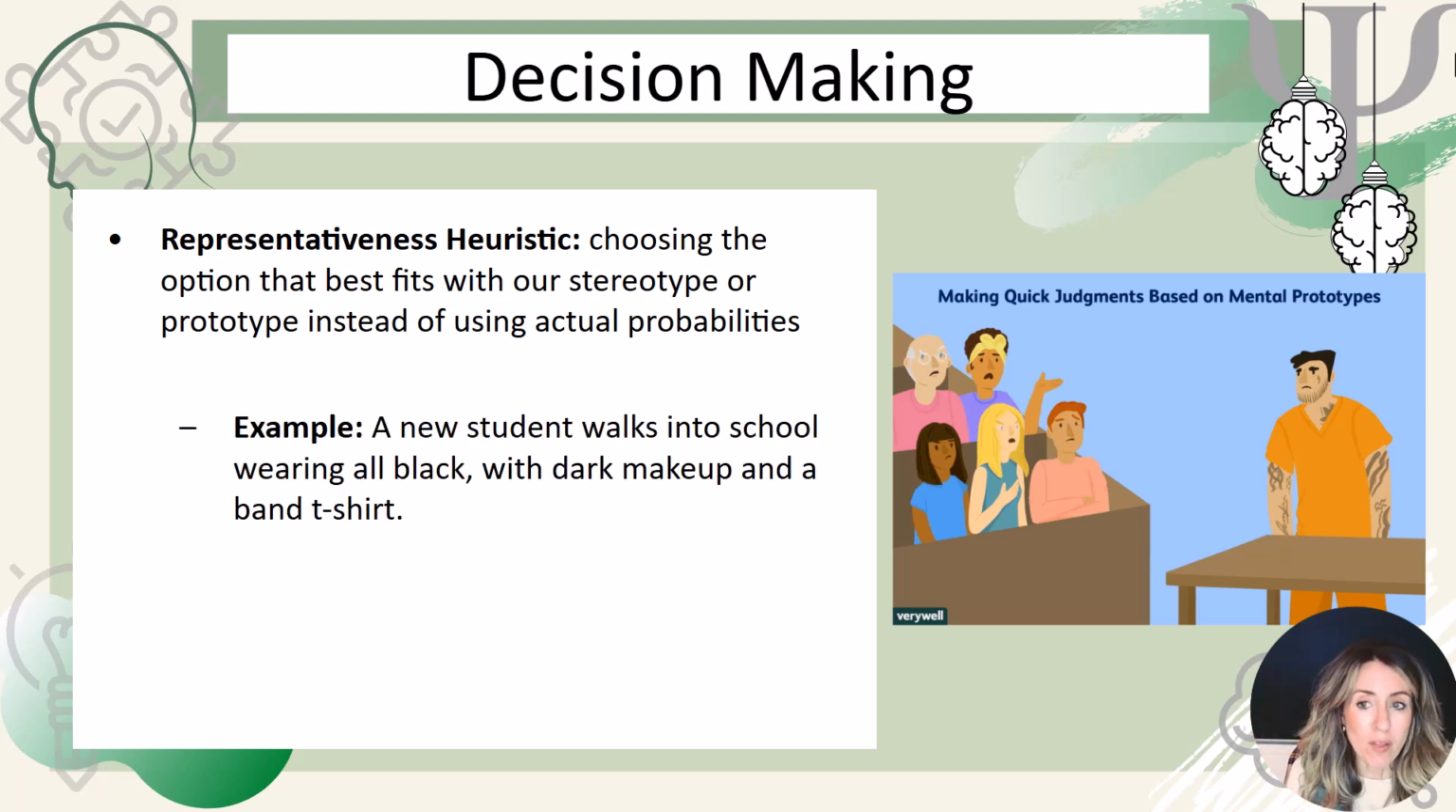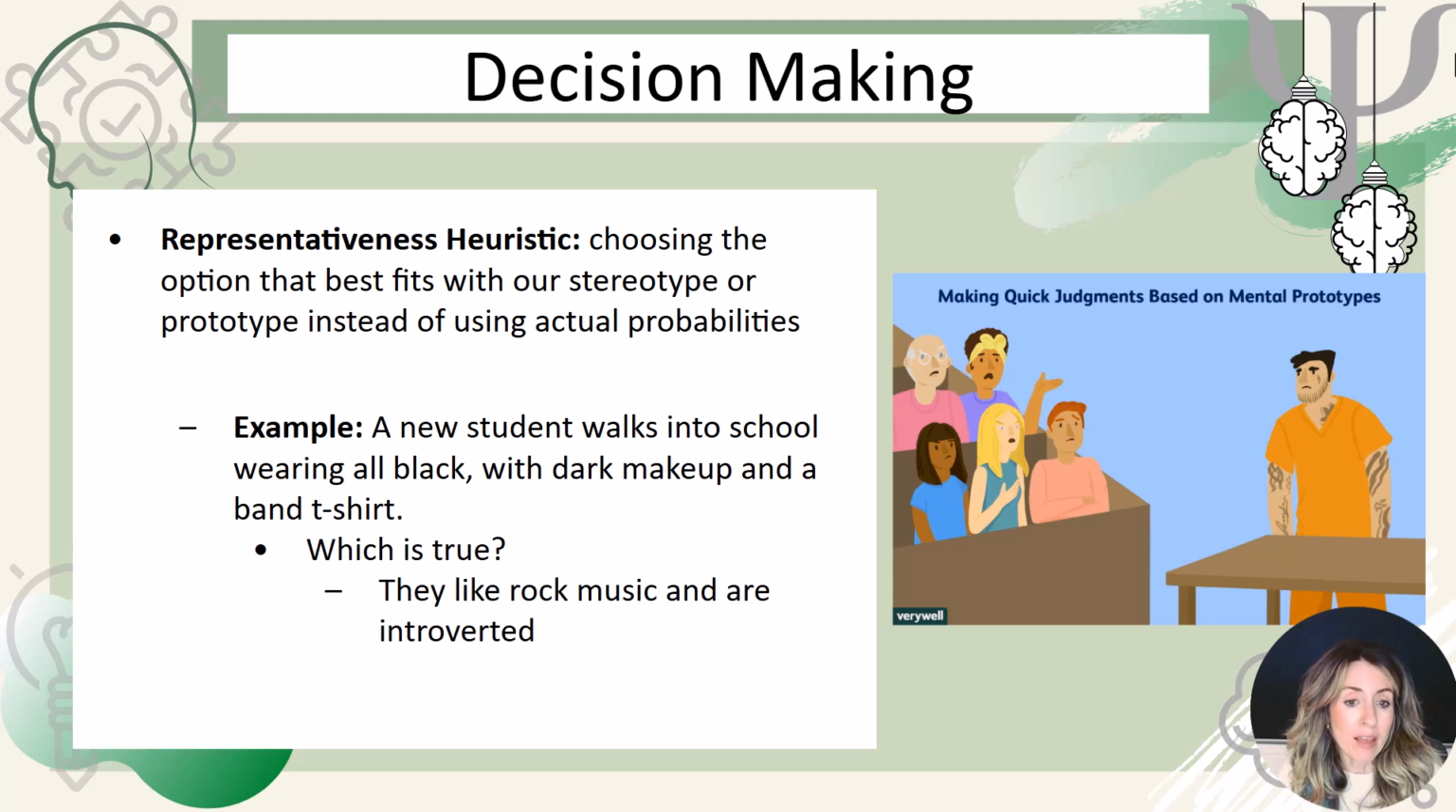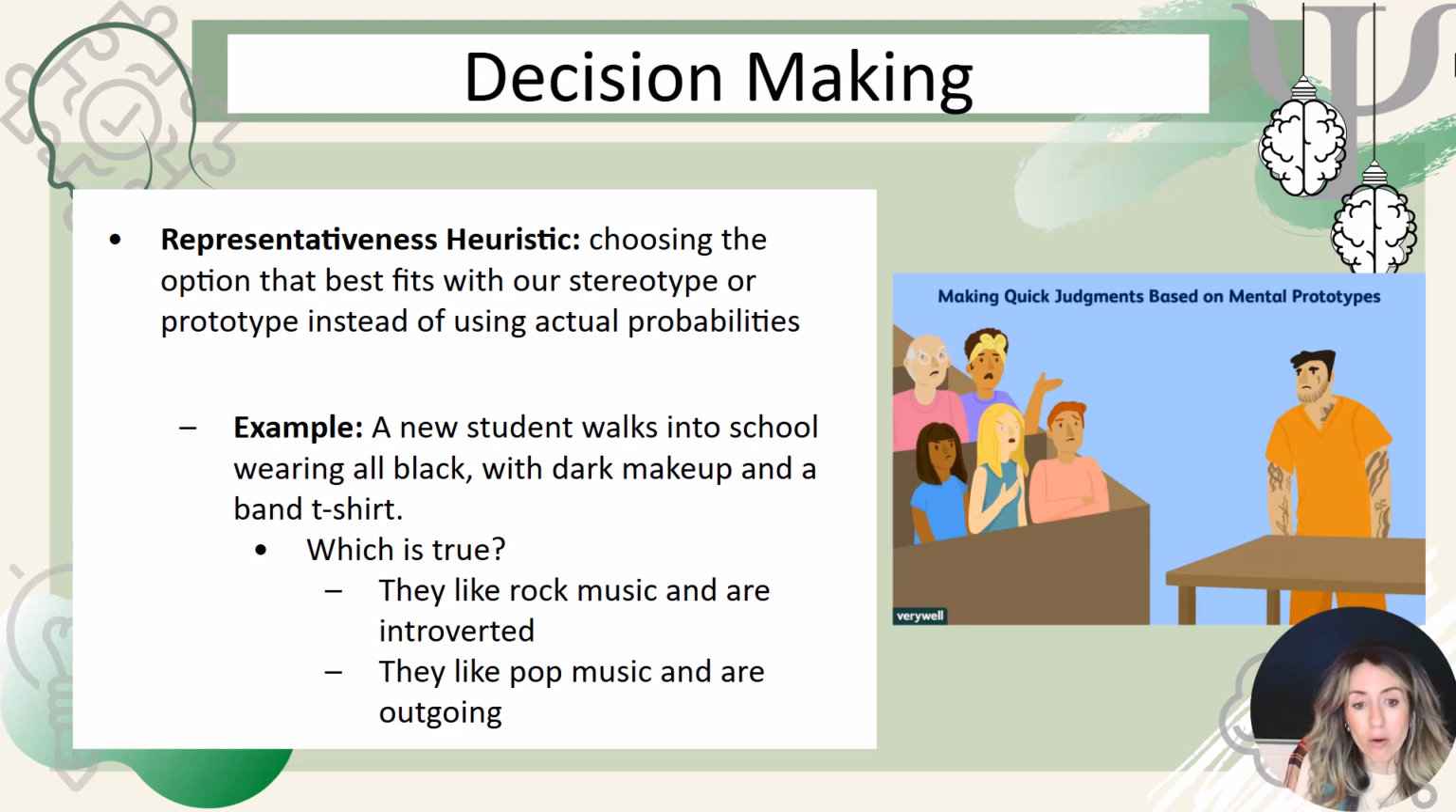So here's an example that's not quite as serious as making a judgment about a criminal. A new student walks into school. The student is wearing all black. They have dark makeup on, and they are wearing a band t-shirt. So you ask yourself, which is more likely to be true of this student? They like rock music and are introverted, or they like pop music and are outgoing. And a lot of you, maybe because you know where I'm going with this, are like, oh, okay, fine, they like pop music. But realistically, if I'd asked you this question out of context, you probably would have assumed they like rock music and they were introverted based on what they were wearing. Because that outfit fits the stereotype or prototype of somebody who has those characteristics.